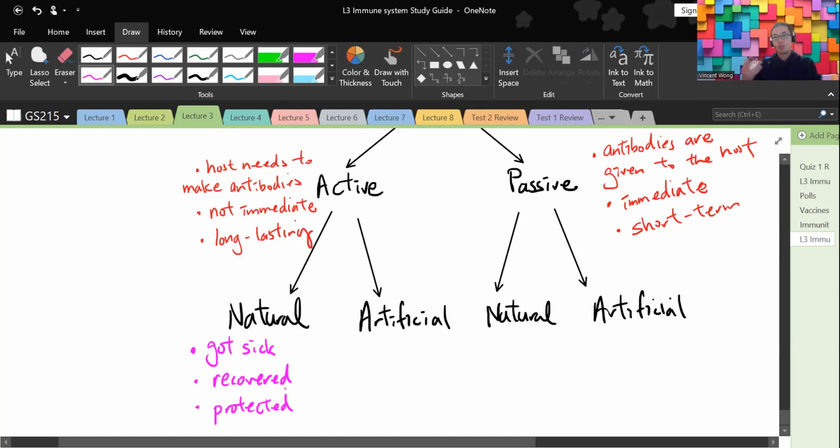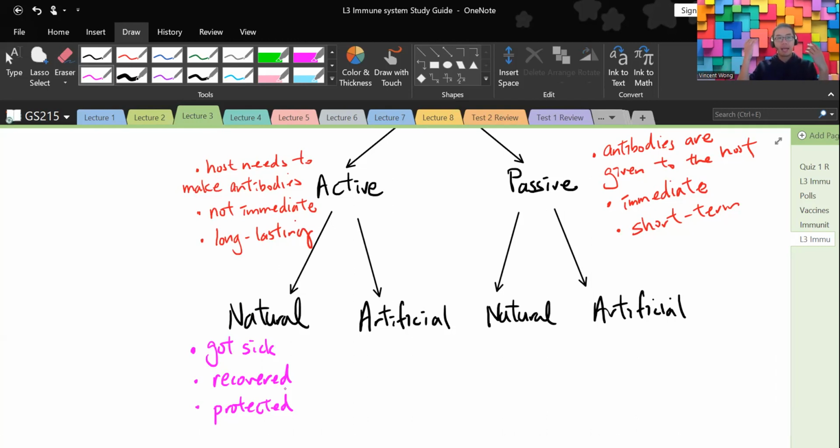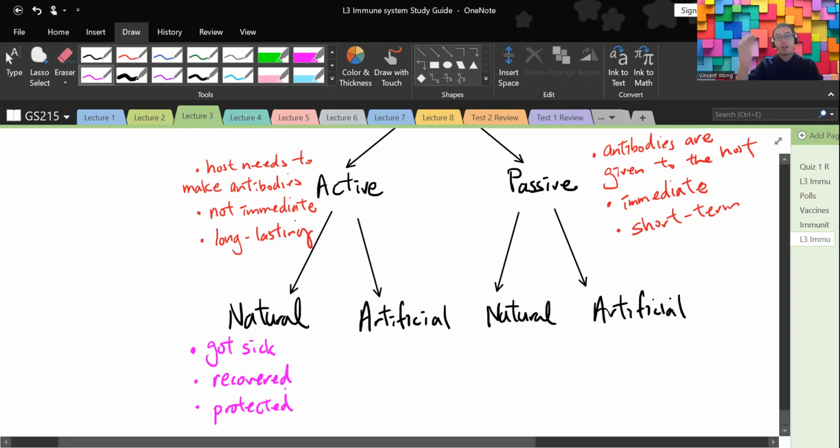Okay, so there is nothing unnatural about it. You caught the disease by natural means. There's no injection involved or whatever, right? You just catch it naturally, and then you got sick. You make the antibodies, you recover, and now you have memory cells, you're protected.